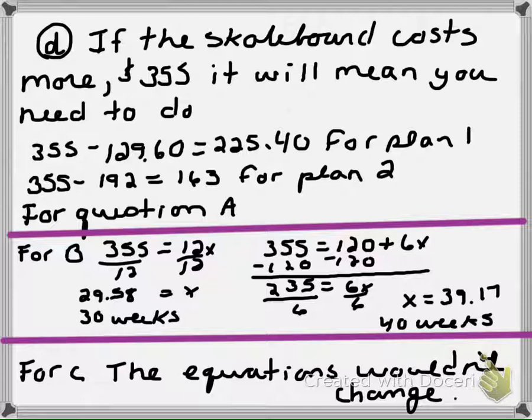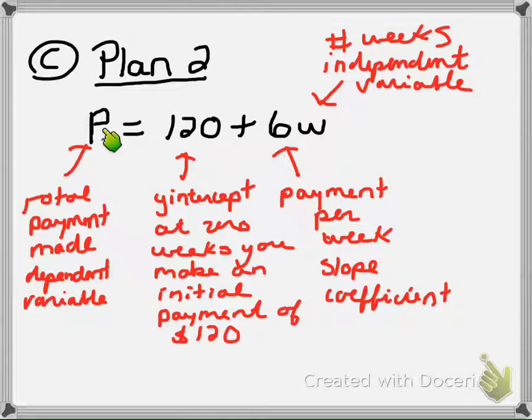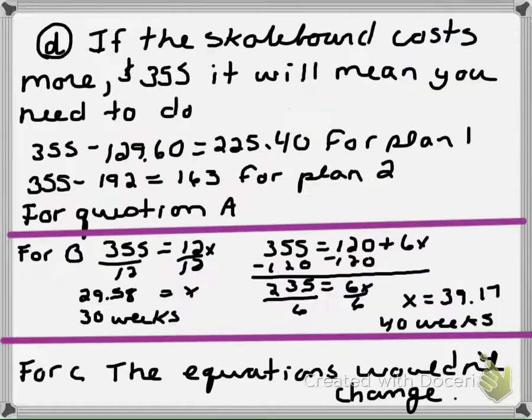For C, the equations wouldn't change at all, because the equations don't show what the total thing is. That's for finding the total payment. So it's going to be the exact same equations that you had.